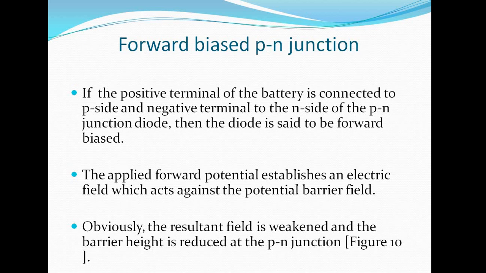Forward bias p-n junction. If the positive terminal of the battery is connected to the P type and the negative terminal to the N side of the p-n junction diode, then the diode is said to be forward biased. The applied forward bias potential establishes an electric field which acts against the potential barrier field. Obviously, the resultant field is weakened and the barrier height is reduced at the p-n junction.